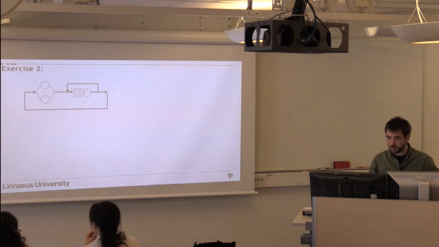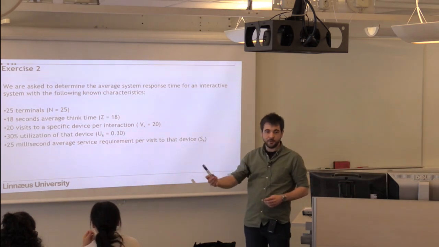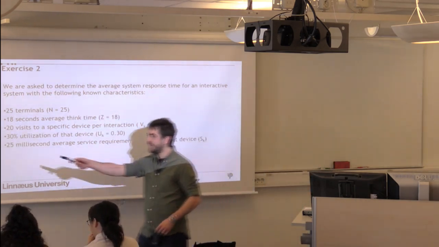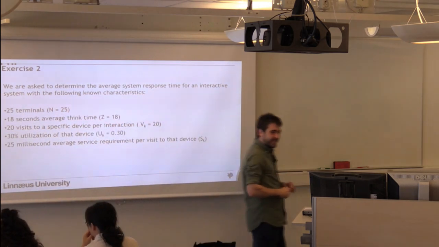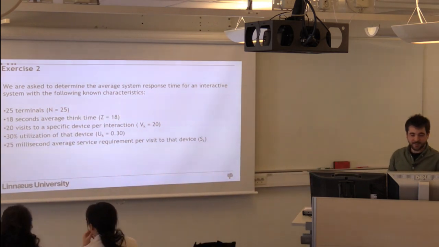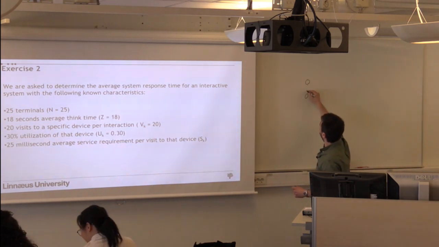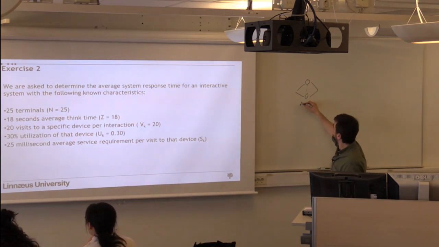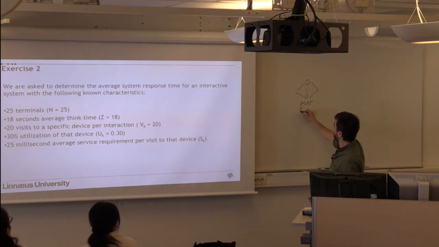First we create the model. Any volunteer to draw the model, like a queuing network? You can draw on this whiteboard that is out of the camera, and I will draw. No volunteers? Okay. Interactive system. So there will be some users here, and then the system will do something, and they tell us that they are 25, and the think delay is 18.